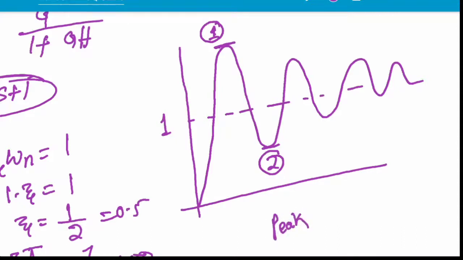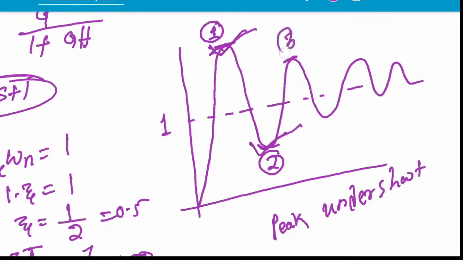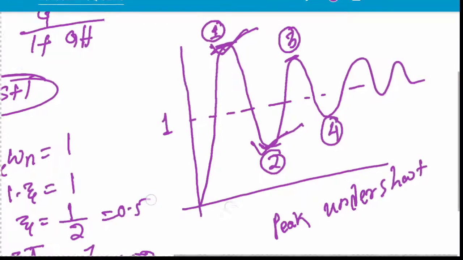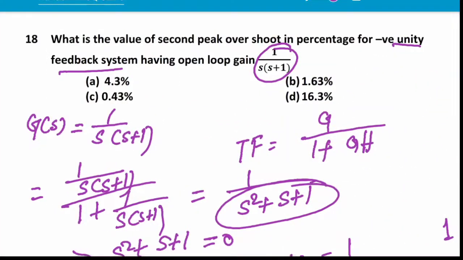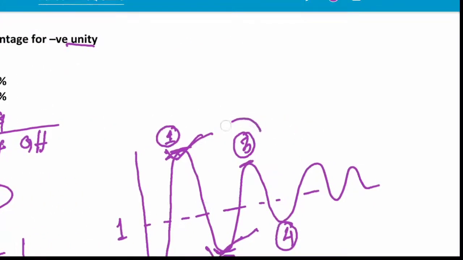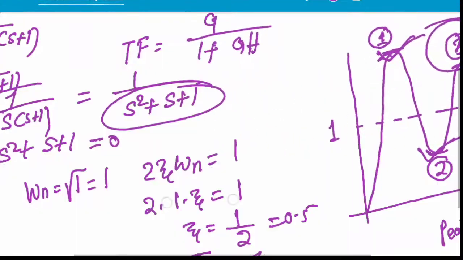Both are peaks, but this is peak overshoot and this is peak undershoot. This is peak undershoot, and this one is the second peak overshoot, which is for n is equal to 3. For n is equal to 4, it is the second peak undershoot. The question is asking for the second peak overshoot, which means n is equal to 3, not 2.